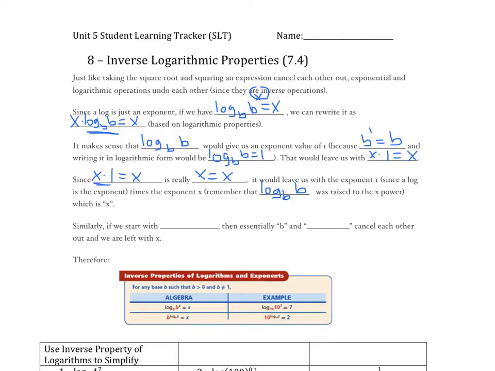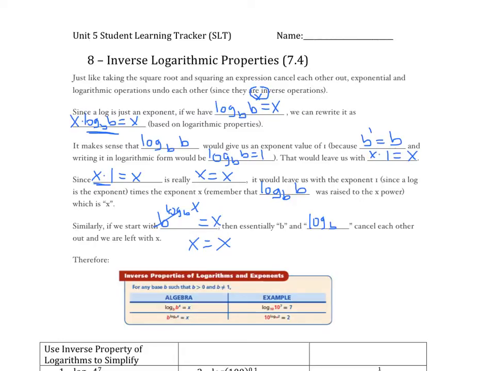So similarly, if we start with b to the log base b of x equals x, then essentially the b and the log base b cancel each other out and we are left with the x. So basically these cancel out and we get x equals x. Therefore, we have our inverse property table. Log base b of b to the x just gives us the exponent, and b to the log base b of x just gives us the value x.